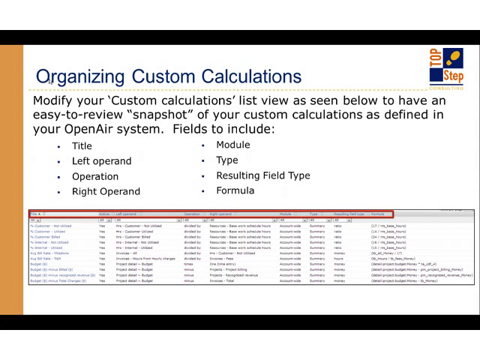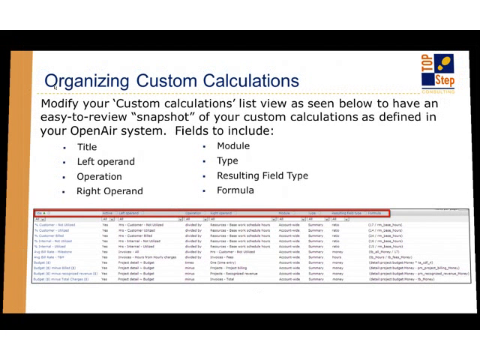By default, OpenAir does not show you the operation on the screen. You have to move it over. I also like to have the module and type, so I can always see the resulting values of the custom calculations. It just makes it a lot easier to glance down the list and see how everything has been set up as you're building or troubleshooting reports.